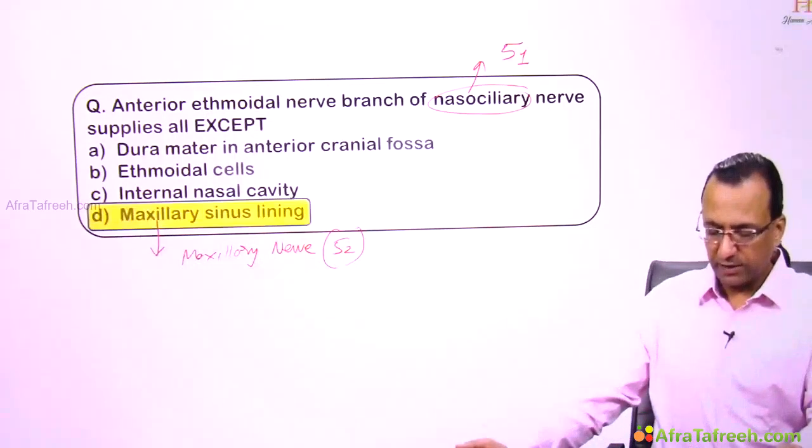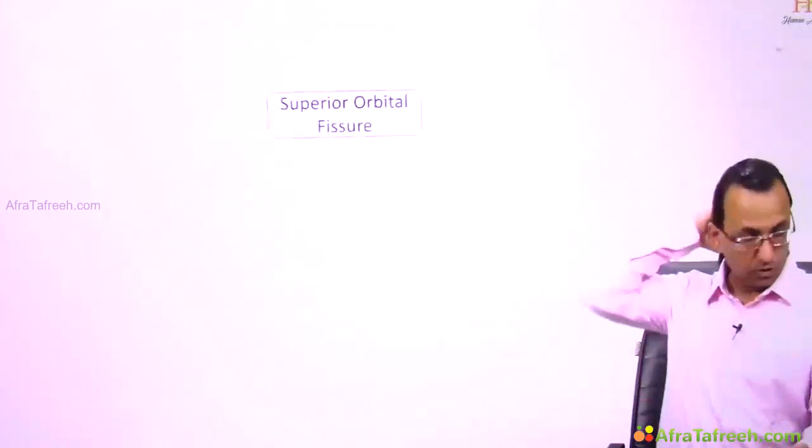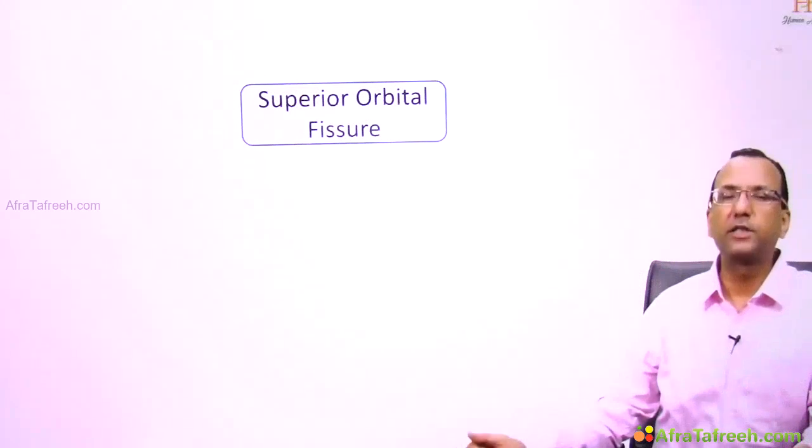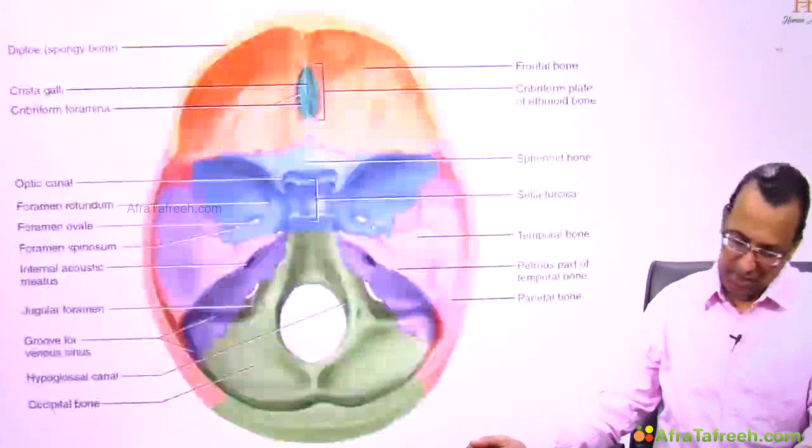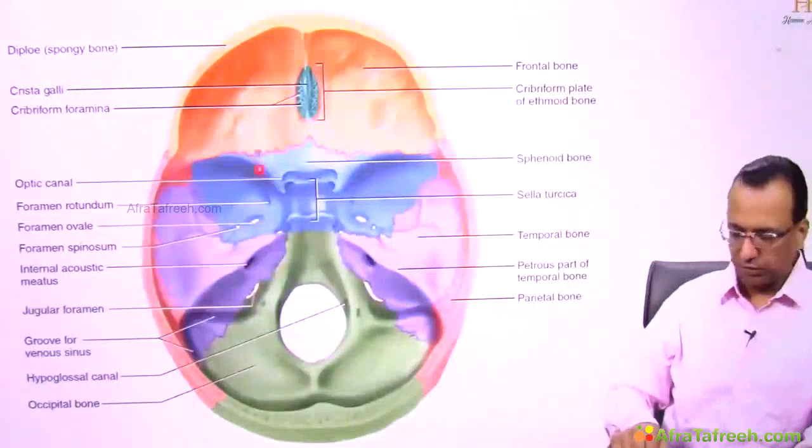We'll keep this answer and then we are moving on to the superior orbital fissure, some nerves passing inside, some nerves outside. Which superior orbital fissure are you looking at? I'm looking at the left superior orbital fissure.